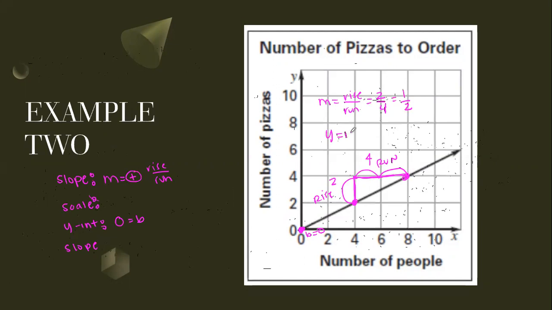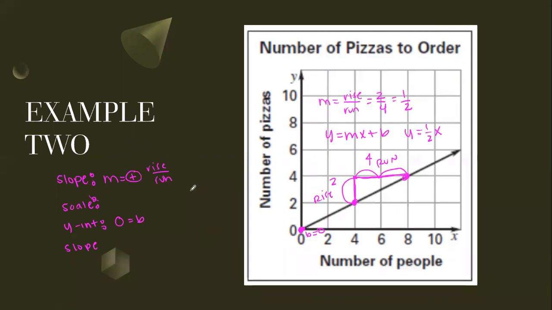So when I'm writing this equation, y equals mx plus b, it'll be y equals, my m is 1/2, my slope. And now the y-intercept is 0, so I really don't have to write plus 0. I can just write y equals 1/2 x. Awesome, good job people who wrote me in the chat.